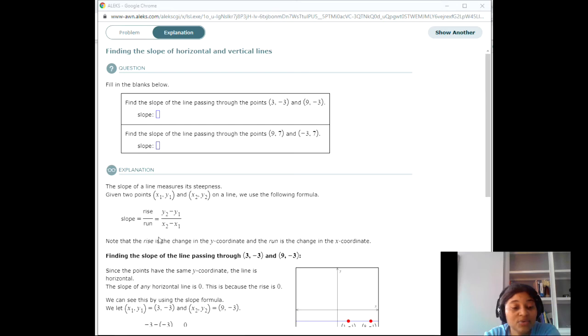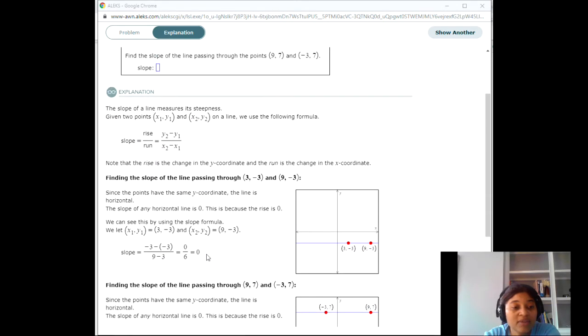Okay, so here they've already plugged the rise and run in for us. So we have a -3 minus a -3, which gives us a 0. 9 minus 3 equals 6. Whenever you have a 0 in the rise, you automatically know that the answer is going to be 0. You can finish working out the problem, or you can just stop at that point, but the answer will be 0.